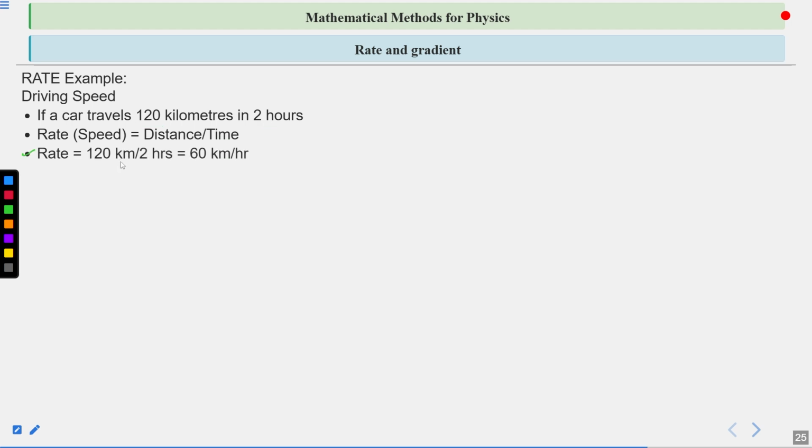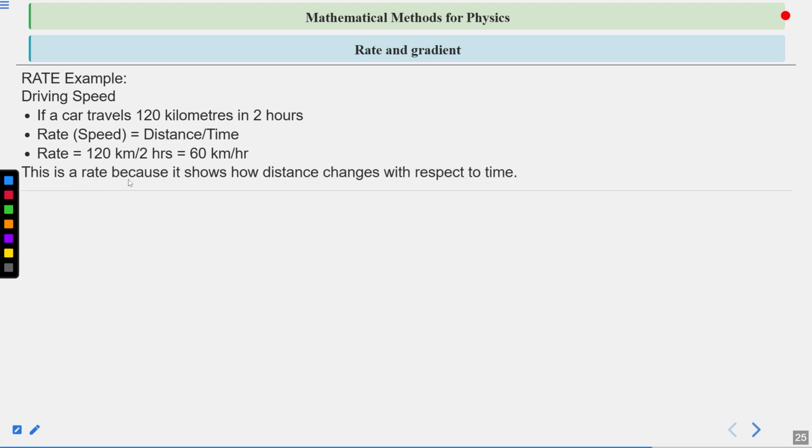Rate is equal to 120 km divided by 2 hours, which is equal to 60 km per hour. It also represents the speed, 60 km per hour. This is a rate because it shows how distance changes with respect to time. Clear?